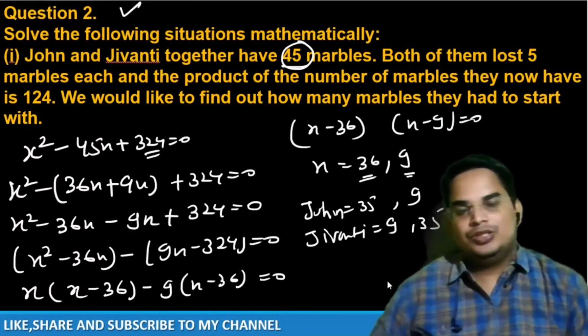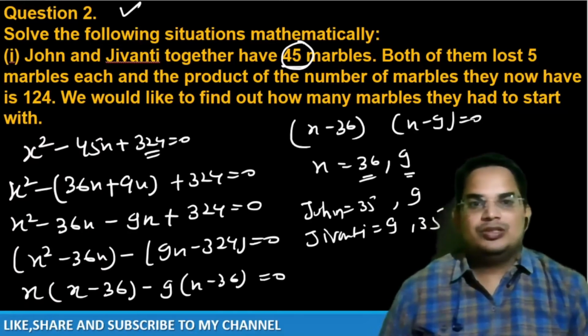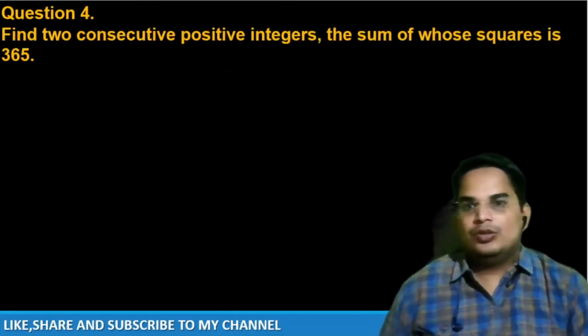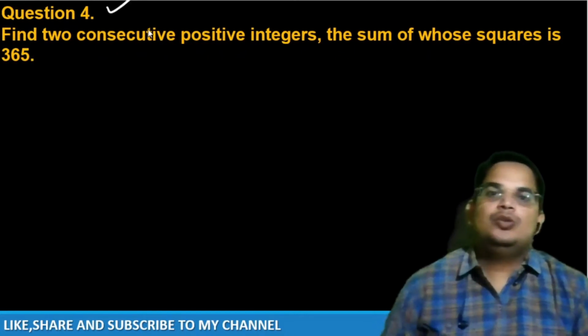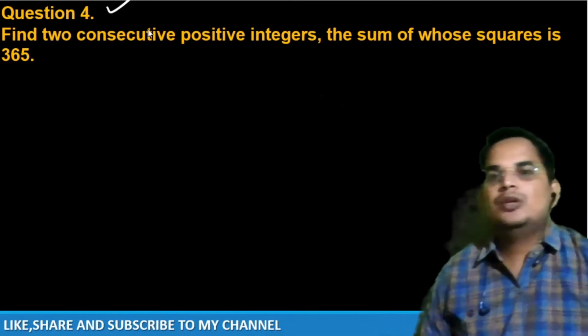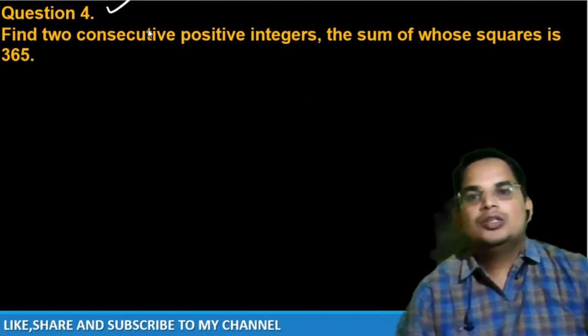So I hope all of you understood this question. Now I'm going to do the next part. Look at this, this is question number 4. Find two consecutive positive integers, the sum of whose squares is 365. Very easy question, children. So how to do this question?